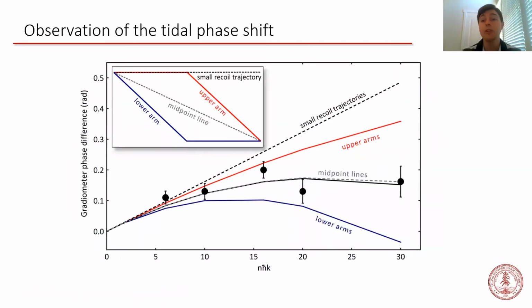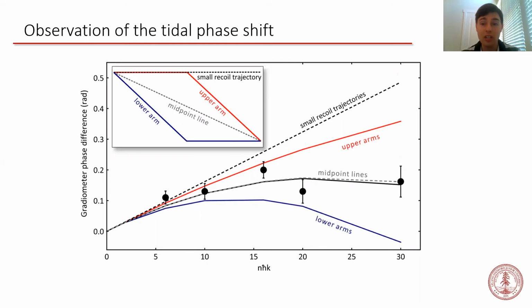To observe the tidal phase shift, we launch the atoms to a particular height such that the upper interferometer is close to the lead bricks, while the lower interferometer is far enough away that the effect of the bricks is negligible. We then vary the wave packet separation of the interferometers by varying the LMT order, or the number of pulses we apply, and we observe the gradiometer phase difference with and without the bricks present.